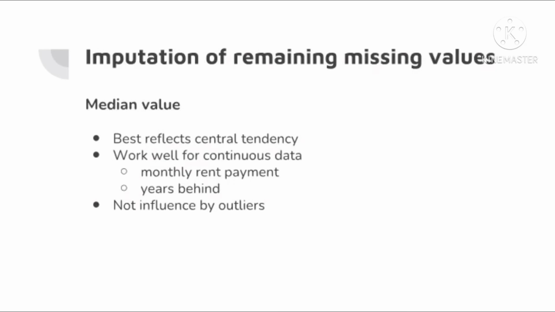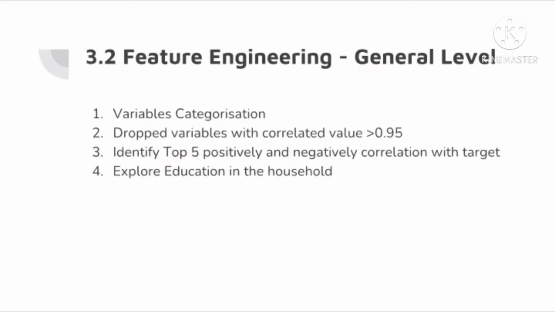At the final step to deal with missing values, we have imputed the remaining missing value using the column's median value. We chose median as it best reflects central tendency, which works well for continuous data and is not influenced by outliers. After data cleaning, we performed feature engineering to transform existing data into more meaningful input data that is compatible with the selected models.